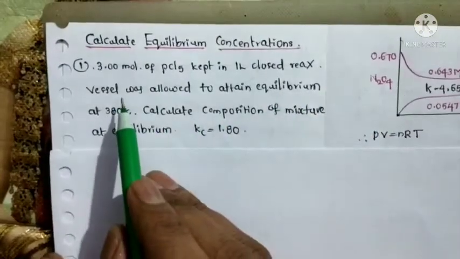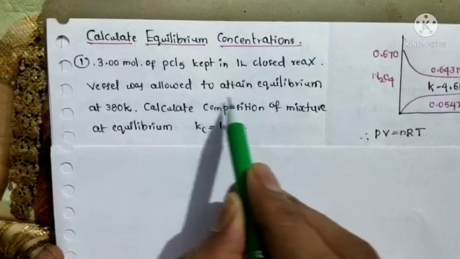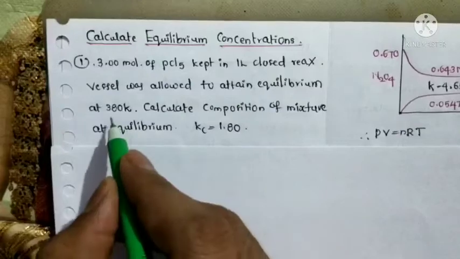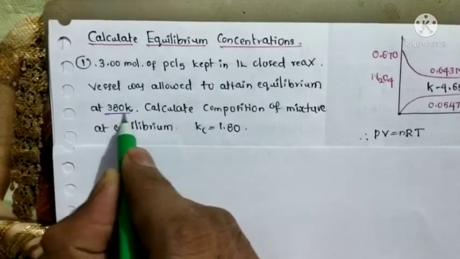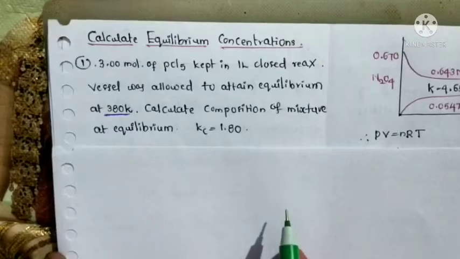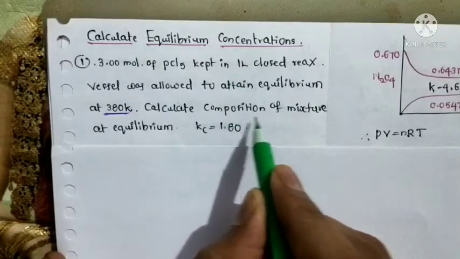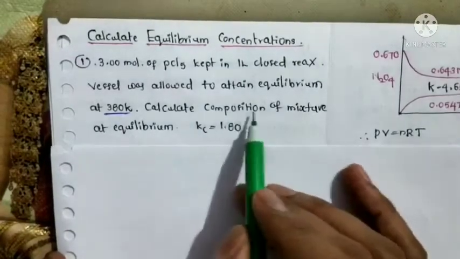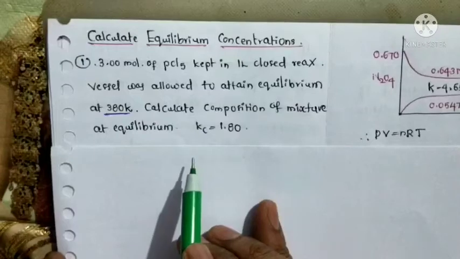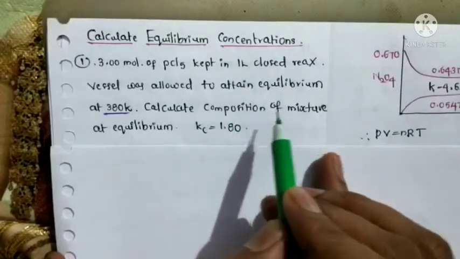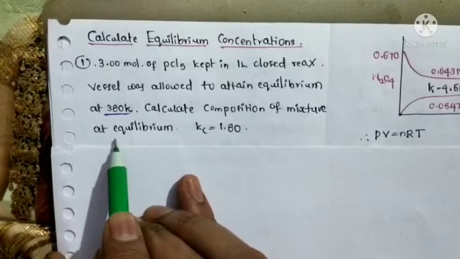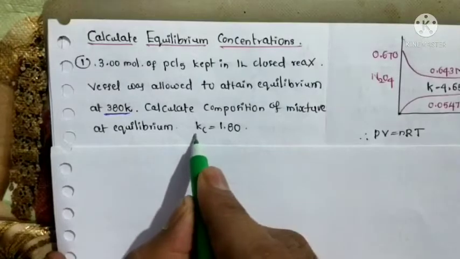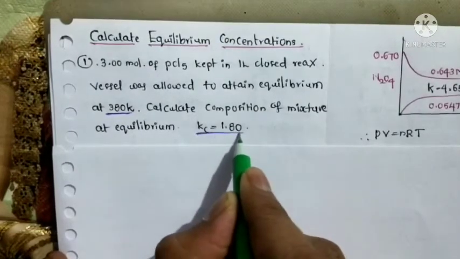The closed vessel was allowed to attain equilibrium at 380 kelvins. Temperature is very important. Next, calculate the composition of the mixture at equilibrium. Composition is nothing but concentrations. Calculate the final concentrations of the equilibrium mixture. So here the Kc value is already given.